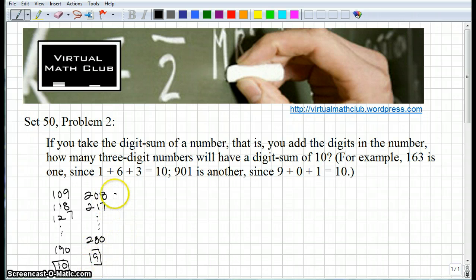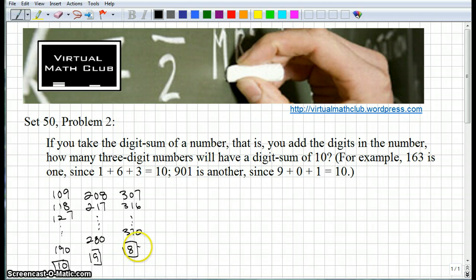Alright, well, let's look at the 300s range. So 307 would be the smallest one in the 300s range. And then we'd have 316 and so on. And the biggest one would be 370. And again, we can look at the tens digit, and you can see that we'll have 8 of those.